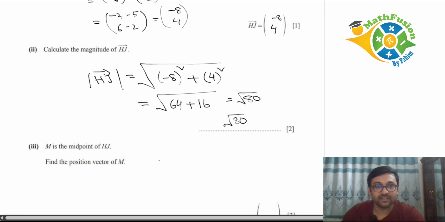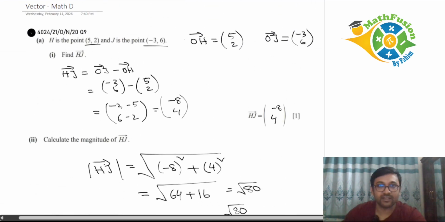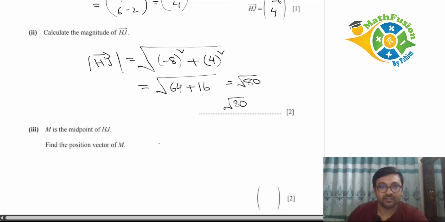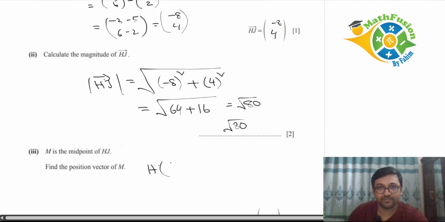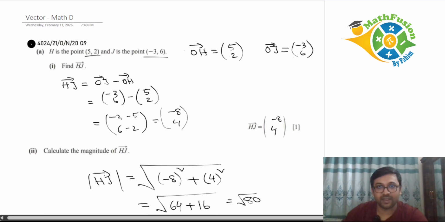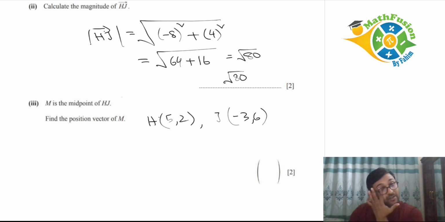Then they tell us to find the midpoint of HJ, M, and the position vector of M. So first we find the midpoint of H and J. The coordinate of H is (5, 2), and the coordinate of J is (-3, 6). We find the midpoint of HJ.